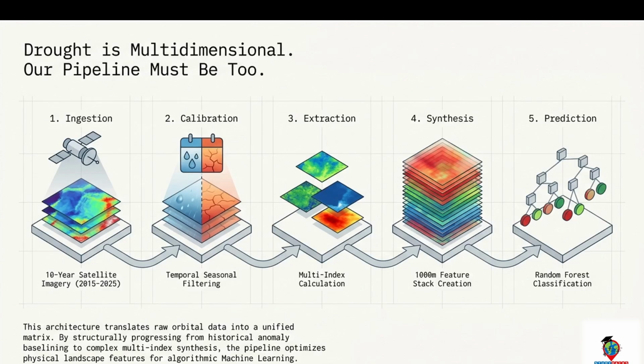So in this case, for the drought, we apply 10-year satellite imagery, mainly 2015 to 2025, and also take some temporal seasonal filtering, suppose summer season or rainy season. Then we extract different types of multi-index, suppose NDVI, NDWI. We also apply SPI, SMI, soil moisture index, and VSI. This type of thing we simply apply, and further we stack all of the bands, and finally we apply the random forest classification to identify the hazard zone.